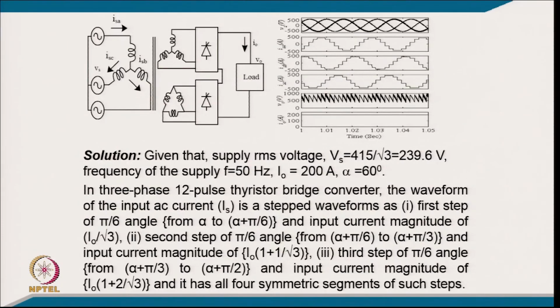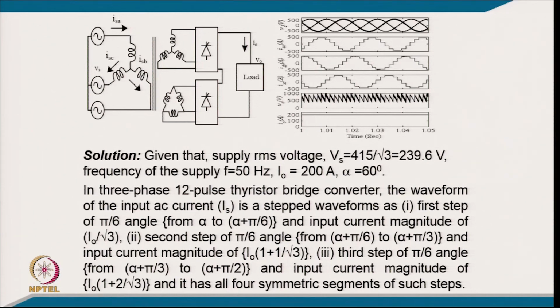So, this is the typical circuit of that. You have a star connection and a star delta connection with two thyristor converters connected in series, and these are the 3-phase voltage and the 3-phase supply current. The output voltage corresponds to that firing angle, along with the output current. So, coming to the solution part, the supply RMS voltage is 415 by root 3, which is 239.6, the supply frequency is 50 Hz, the output current is 200 ampere, and alpha equals 60 degree. In the 3-phase 12 pulse thyristor converter, the waveform of current will be a step waveform.